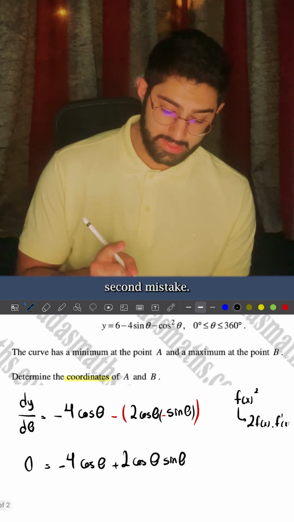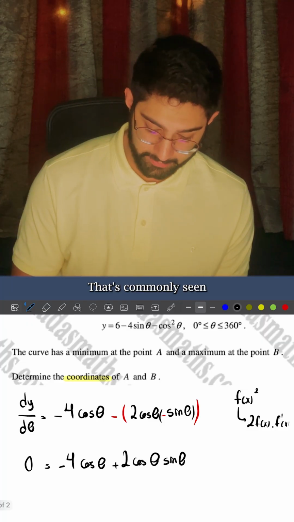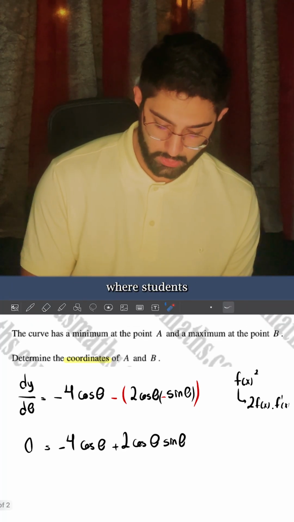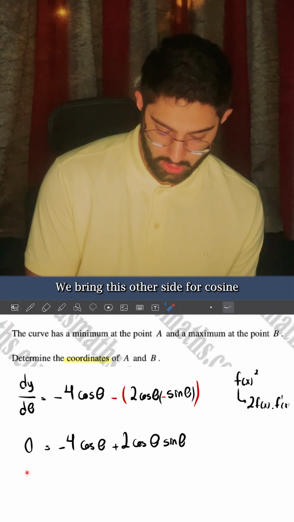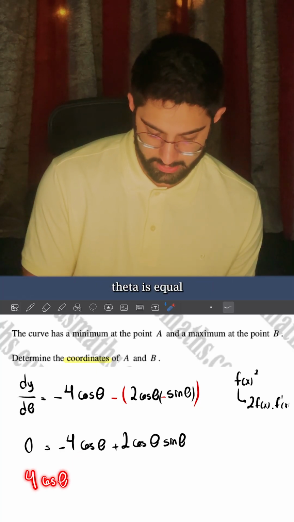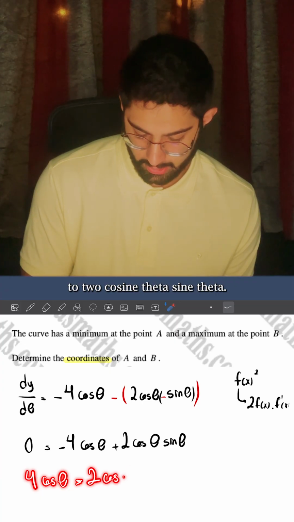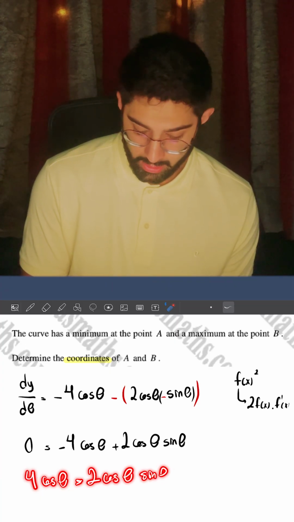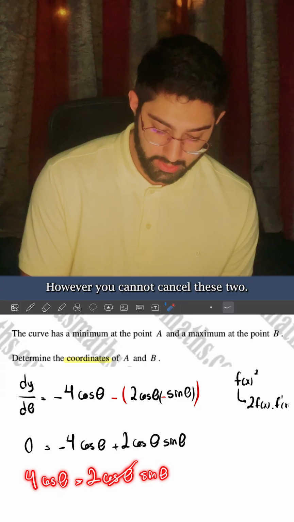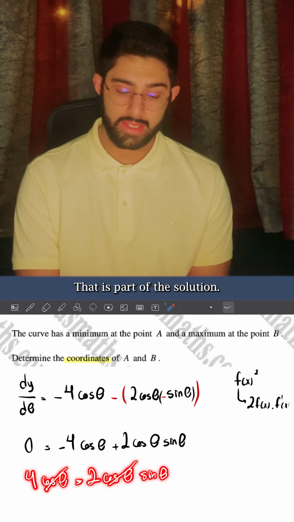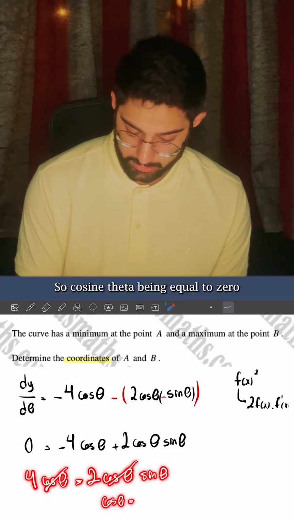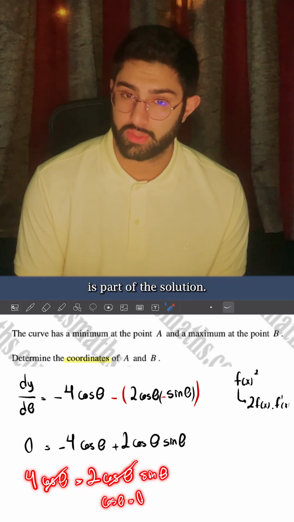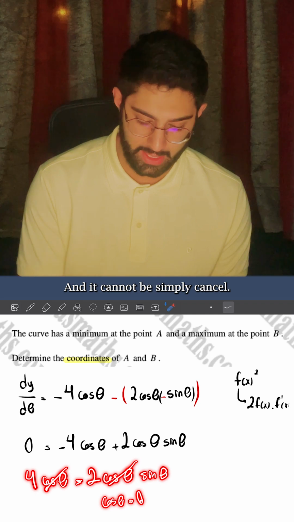This is where we make the second mistake that's commonly seen, where students would naturally try to solve this by bringing this to the other side. 4 cosine theta equals 2 cosine theta sine theta. However, you cannot cancel these two. That is part of the solution. So cosine theta being equal to 0 is part of the solution and it cannot be simply cancelled.